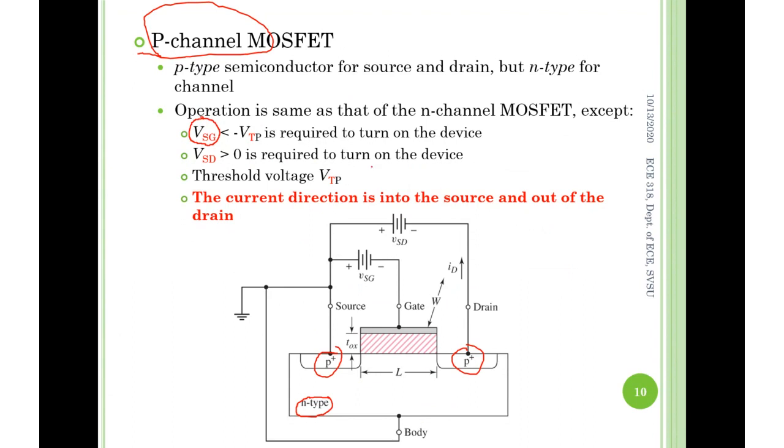And what you need to worry about is whether the VSG is less than the negative VTP. If it is so, then the P-channel MOSFET can be turned on. Of course, you see a similar issue of the threshold voltage. VSG needs to be smaller than the negative VTP to turn on the P-channel MOSFET.